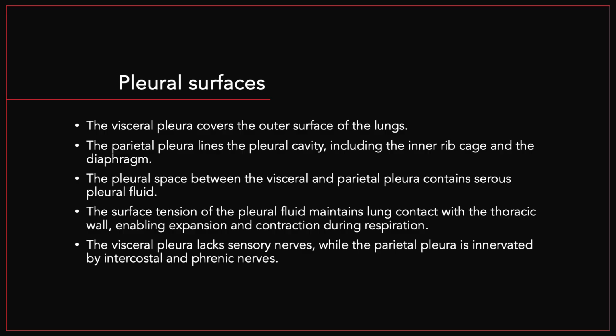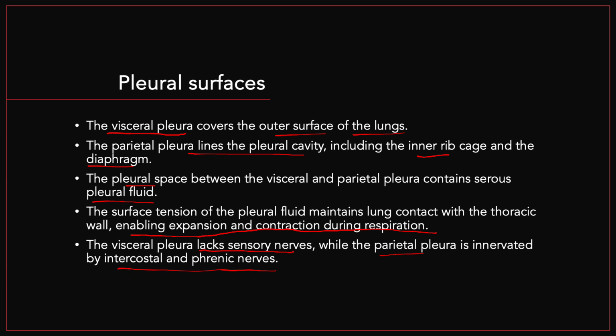All right, so the visceral pleura is going to cover the outer surface of the lungs. Okay, the parietal pleura lines the pleural cavity, including the inner rib cage and the diaphragm. All right, so the pleural space is between the visceral and parietal pleura and contains serous pleural fluid, okay? So the surface tension of the pleural fluid is what maintains lung contact with the thoracic wall, enabling expansion and contraction during respiration. The visceral pleura lacks sensory nerves, while the parietal pleura is innervated by intercostal and phrenic nerves.